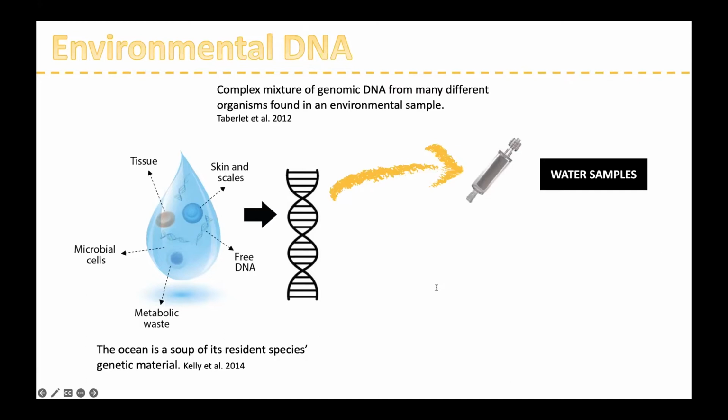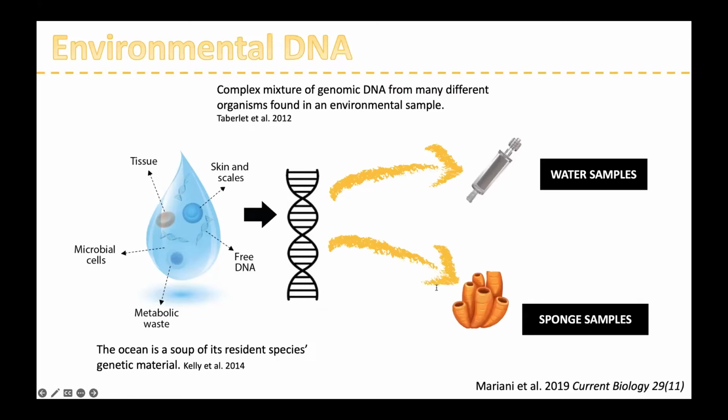However, in 2019, Mariani and collaborators came up with a brilliant idea. They proposed the use of sponges as natural samplers for aquatic biodiversity, based on the fact that sponges are the most efficient water filters of the planet, and they constantly filter water from the environment.